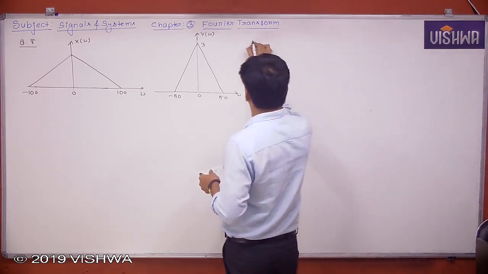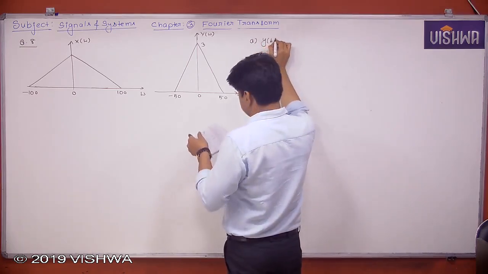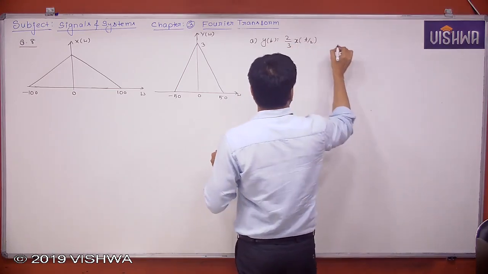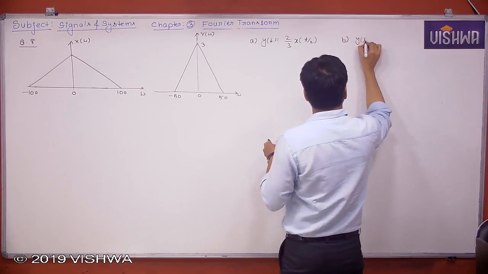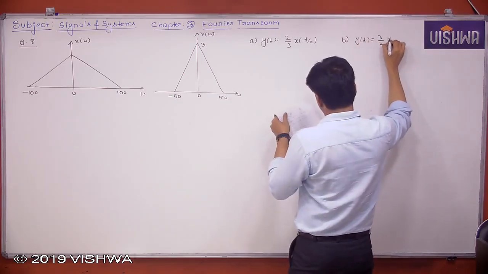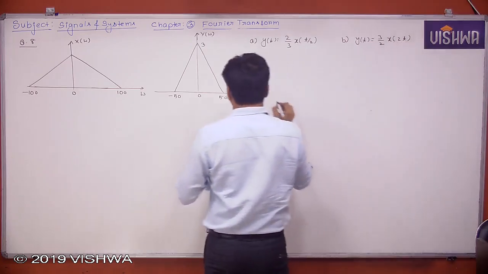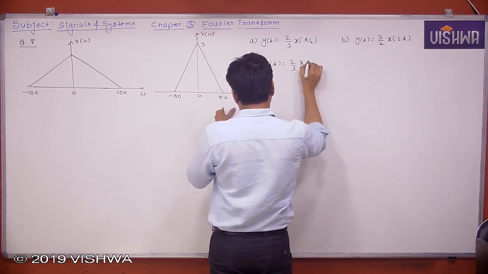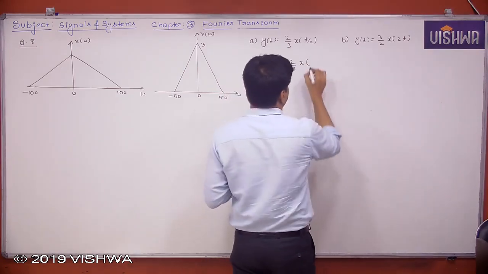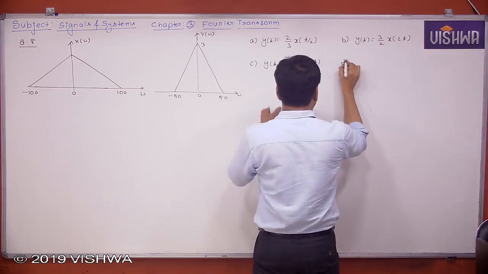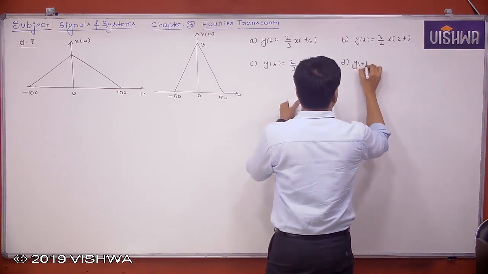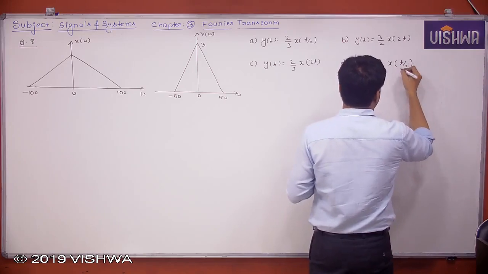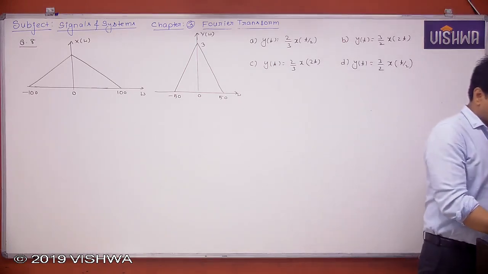Option A, y of t is equal to 2 by 3 x of t by 2. Option B, y of t is equal to 3 by 2 x of 2t. Option C, y of t is equal to 2 by 3 x of 2t. Option D, y of t is equal to 3 by 2 x of t by 2. So which option is going to be correct?